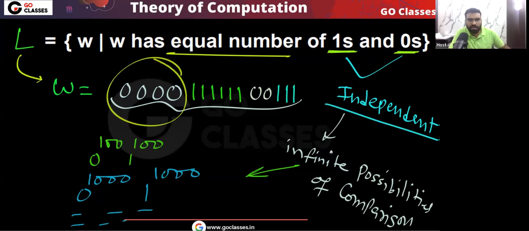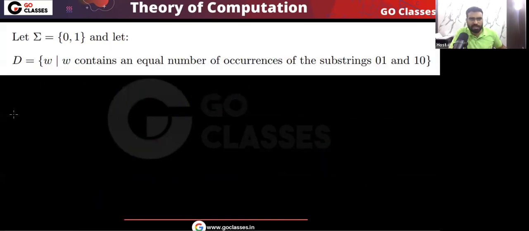Whatever number of 0s you want, you can have them without having any ones. For example, this string you can have, and you don't need any ones. So this is the point: you have infinite possibilities of comparison because they are independent of each other. Now let's see this example, this language.